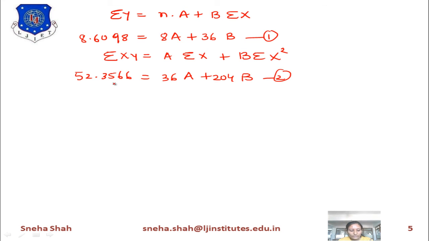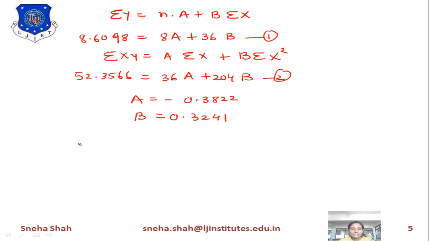So the value of A is found like this: A equals minus 0.3822. Now we will put this value in the equation to find the value of B. So the value of capital B equals 0.3241.